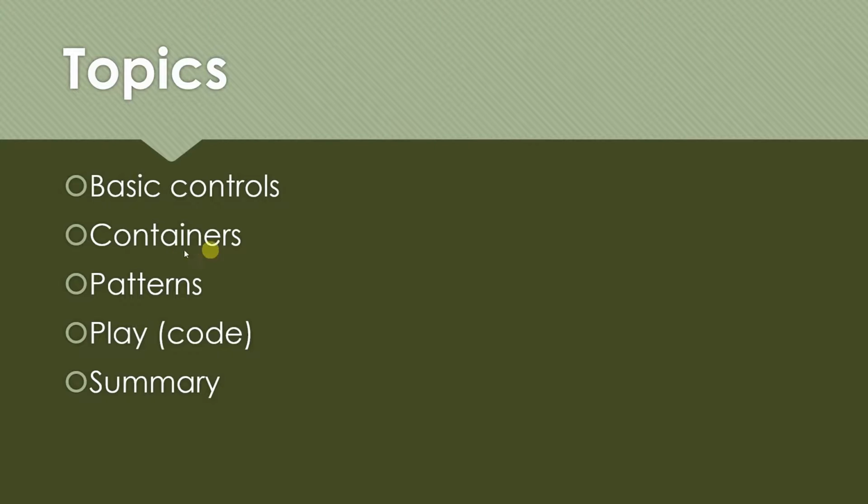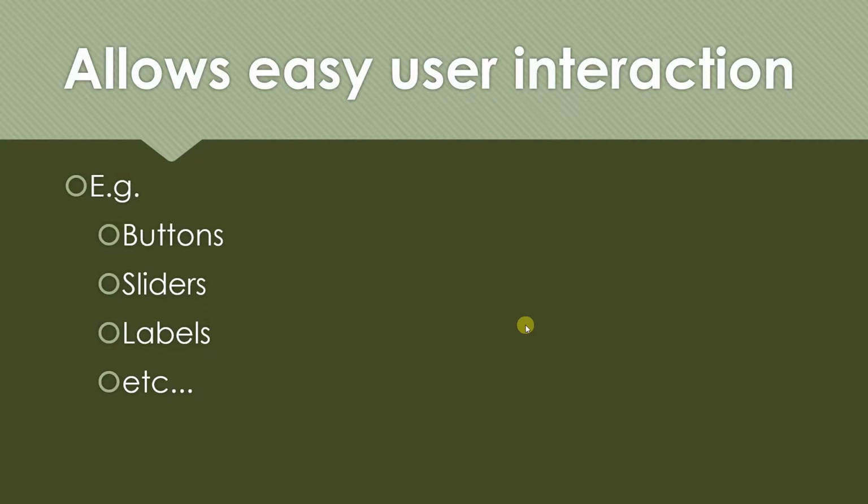And then we'll go over containers. Now, containers are also controls, but they're a special type of control. Their only purpose is to hold other controls inside them. And then we'll cover 2 common patterns for using and creating GUIs. And along the way, we're going to play with some code. And at the very end, we're going to summarize what we learned. All right, so some examples of controls are buttons, sliders, labels, etc.